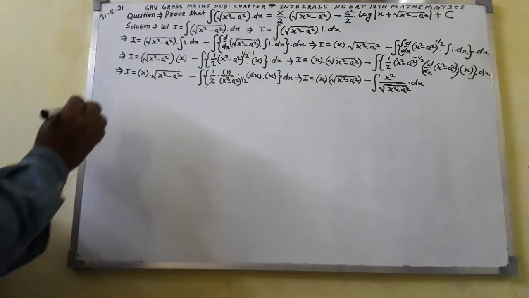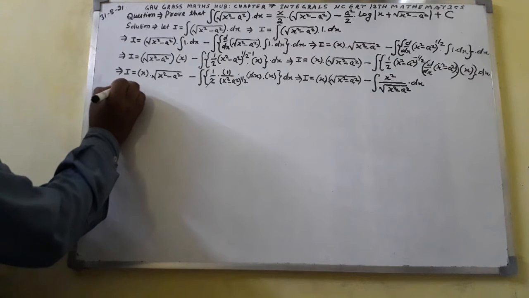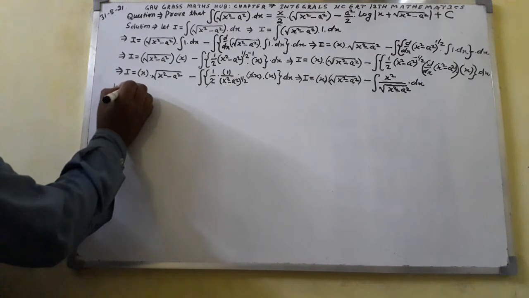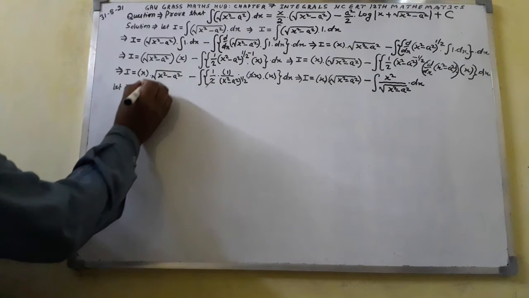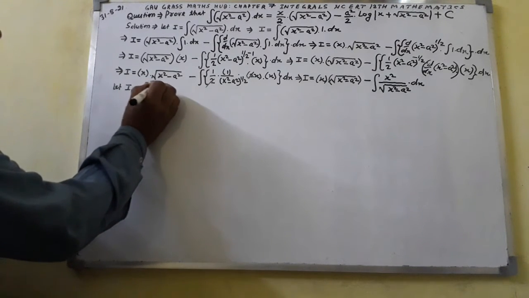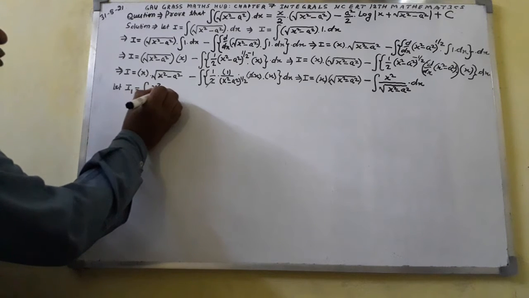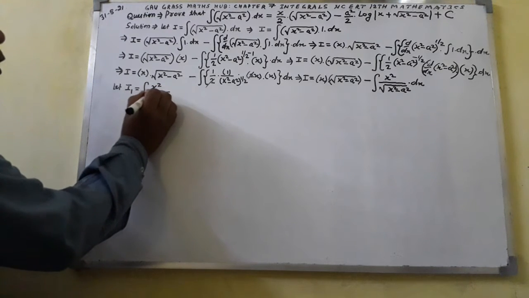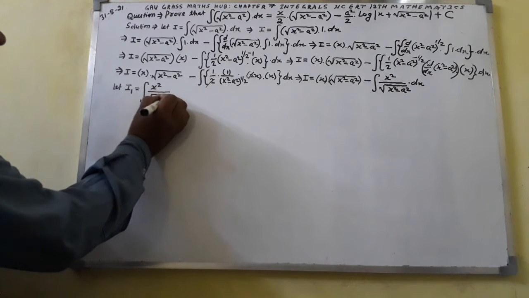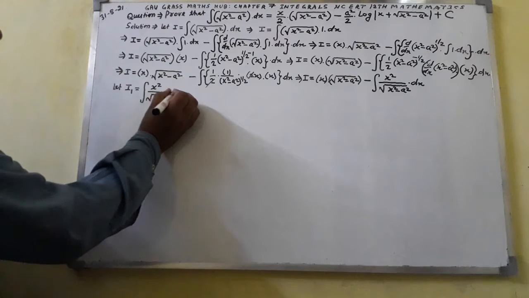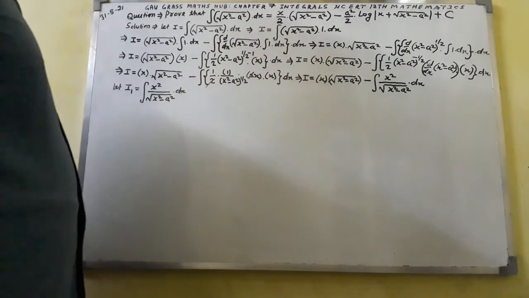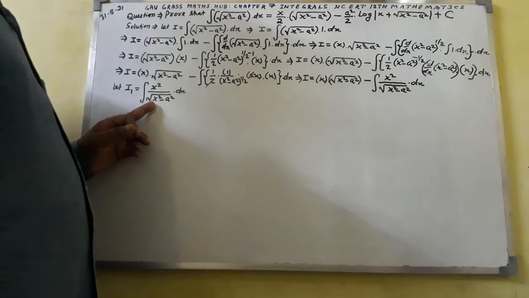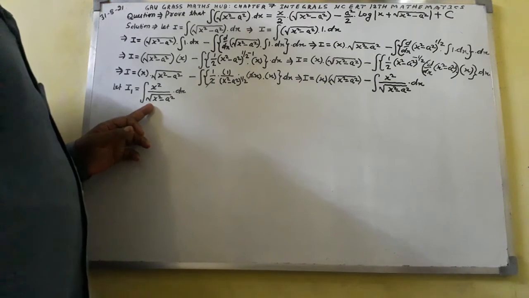So here I shall write, let I1 equal to integral x square over under root x square minus a square dx. This thing I shall write. Now what to do here? Here you can see x square is there.